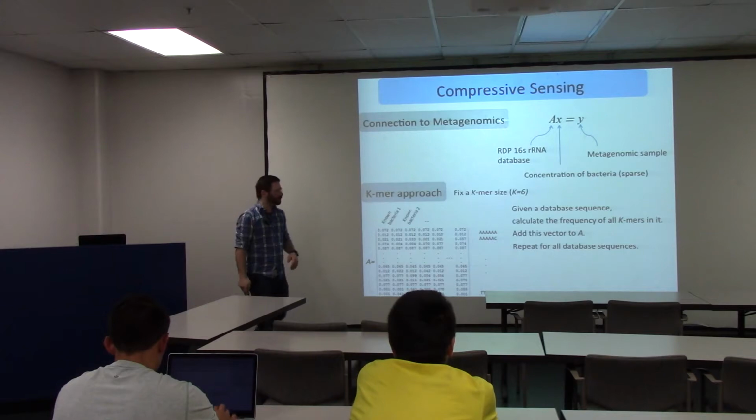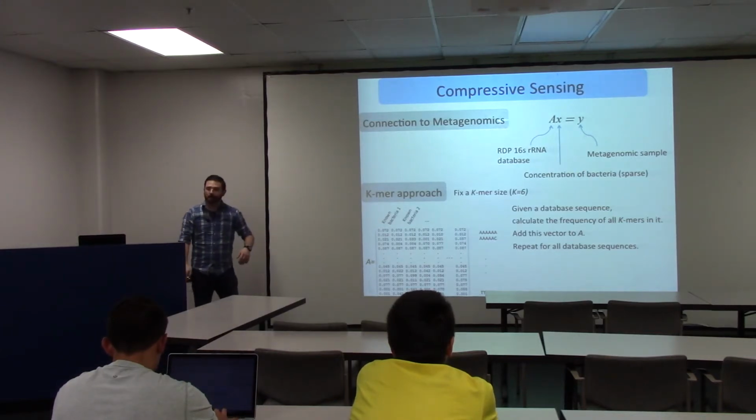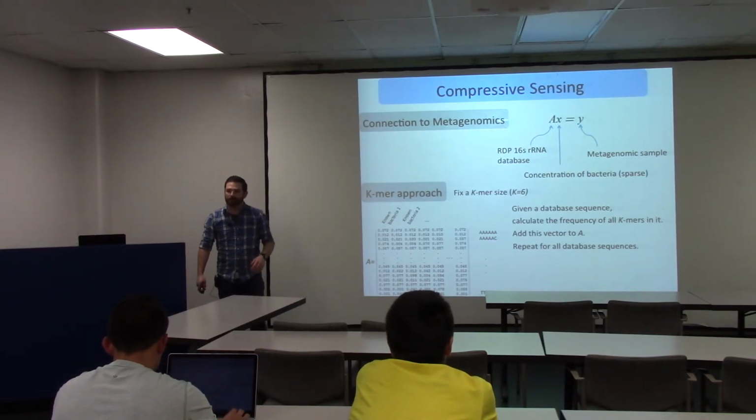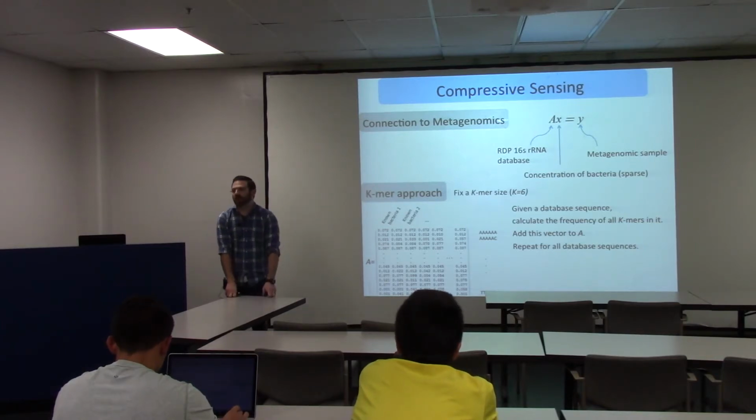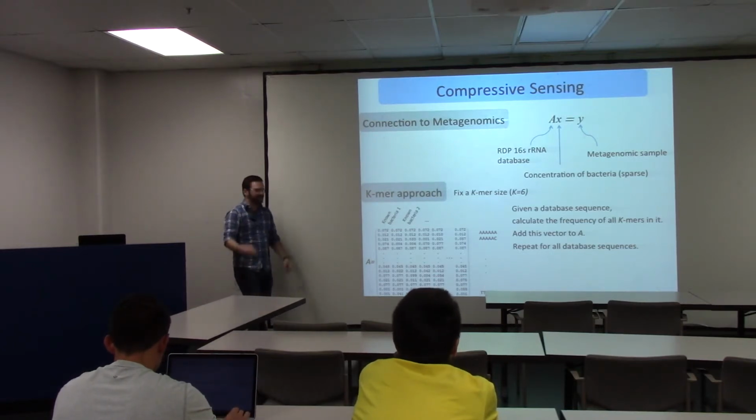Yep. Yeah, typically you don't try to classify below genus level using 16S RNA. Yep. So it's kind of like that saves us.